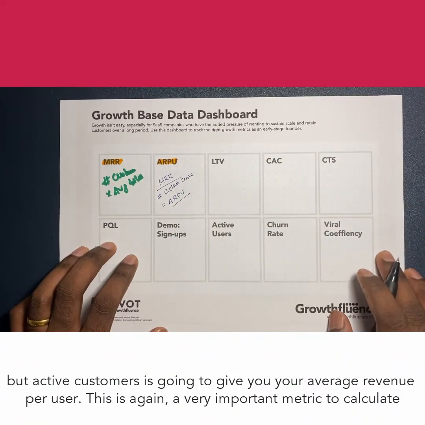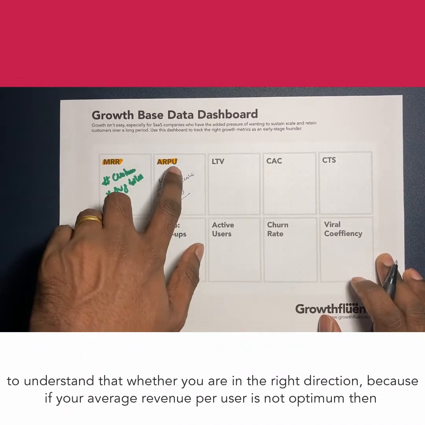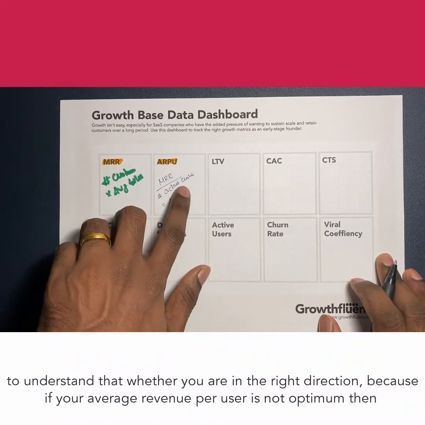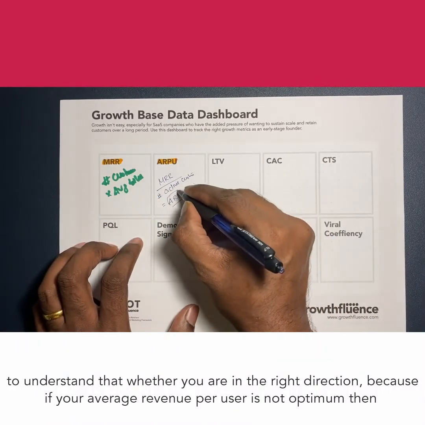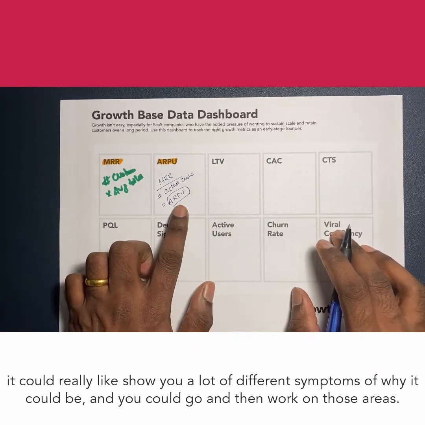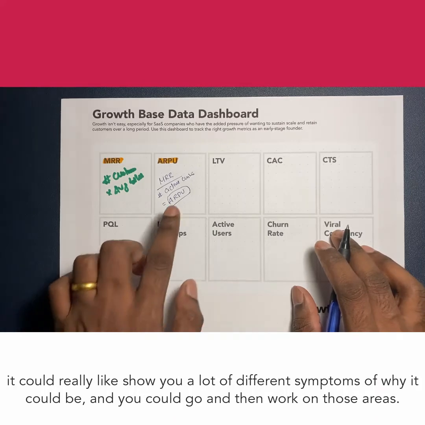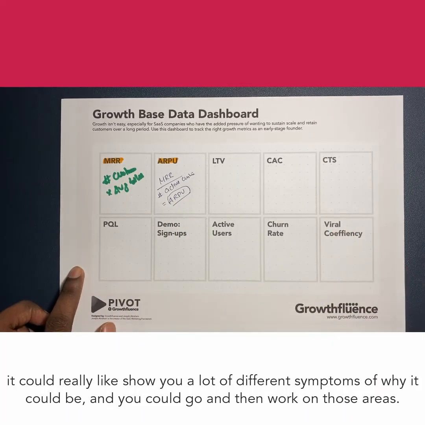Okay, this is again a very important metric to calculate, to understand whether you are in the right direction, because if your average revenue per user is not optimum, then it could really show you a lot of different symptoms of why it could be, and you could go and then work on those areas.